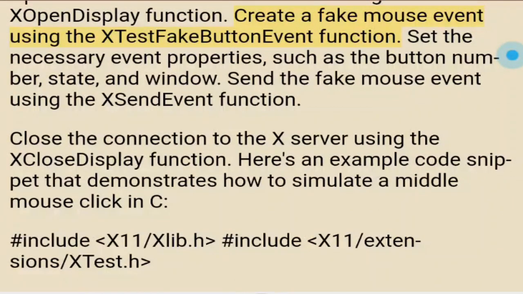Create a fake mouse event using the XTestFakeButtonEvent function. Set the necessary event properties, such as the button number, state, and window. Send the fake mouse event using the XSendEvent function. Close the connection to the X server using the XCloseDisplay function. Here's an example code snippet that demonstrates how to simulate a middle mouse click in C.